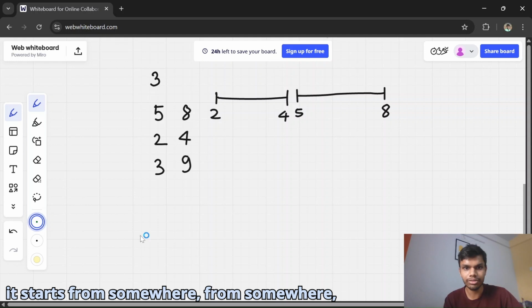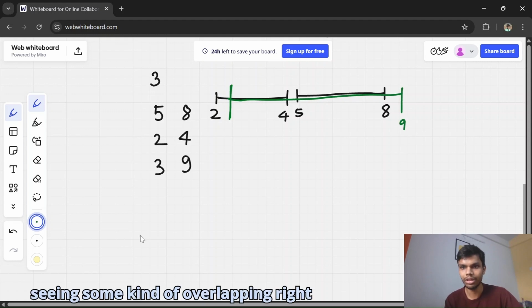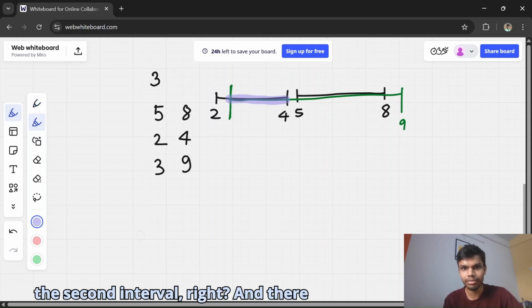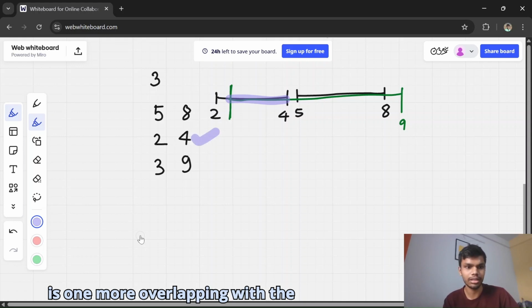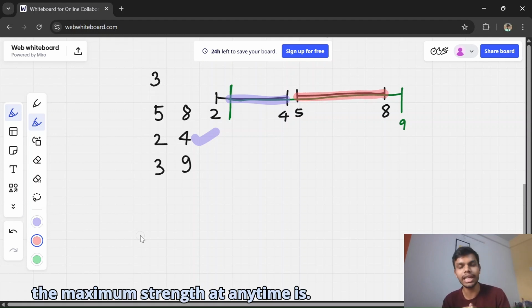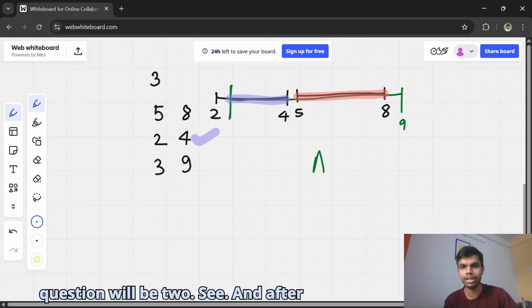So it starts from somewhere here and goes till 9. Now you are seeing some kind of overlapping: overlapping with the second interval, and one more overlapping with the first interval as well. But the maximum strength at any time is 2 only. So the answer for this particular question will be 2.